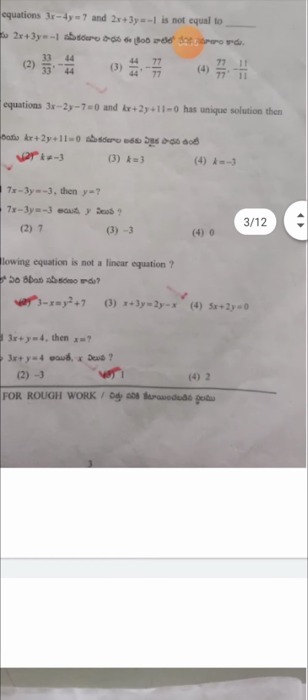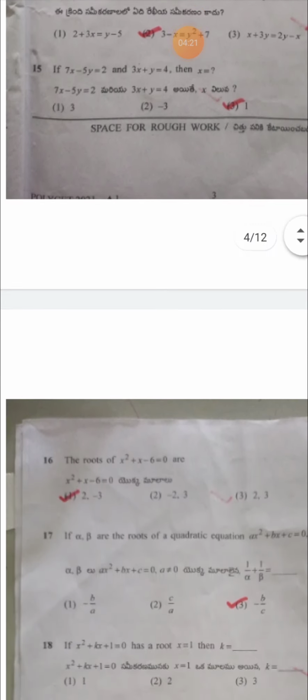14th is a linear equation, wherever square is not there, that will be the linear equation. So 1, 3, 4 are linear, so answer is 2. 15th, what is the x value, directly you can find, 1. 16th, the roots are 2 comma minus 3.